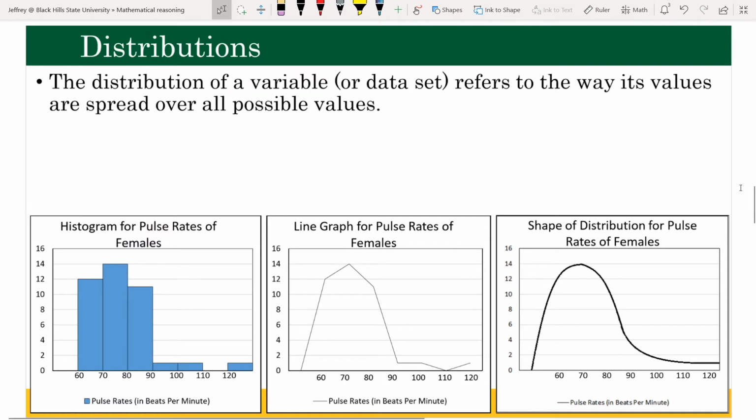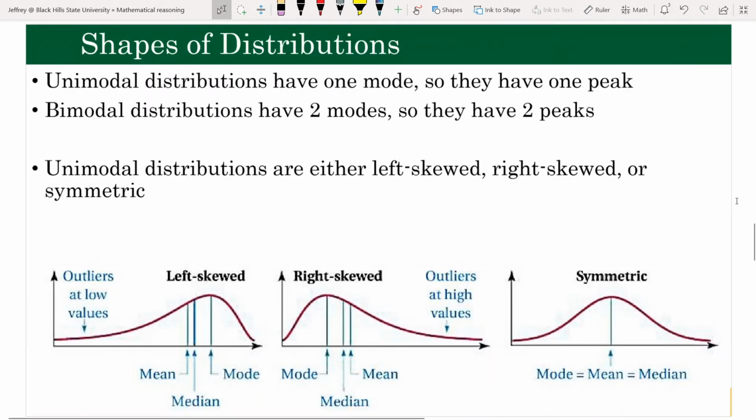In the last video, we briefly talked about histograms and line graphs. What they did was show us mostly where our data set lies compared to the other data points, and we can describe the shape as the distribution. So, diving into more about how the shapes of distributions work, we have different ways of characterizing them.